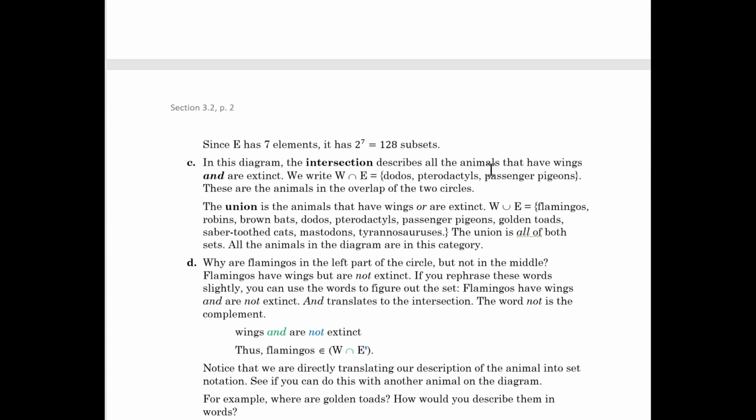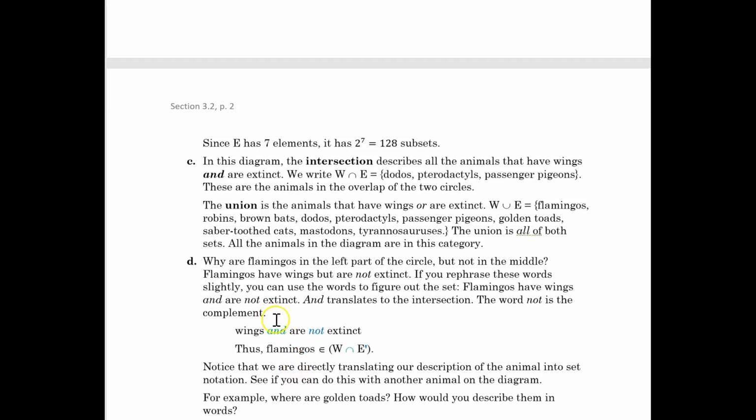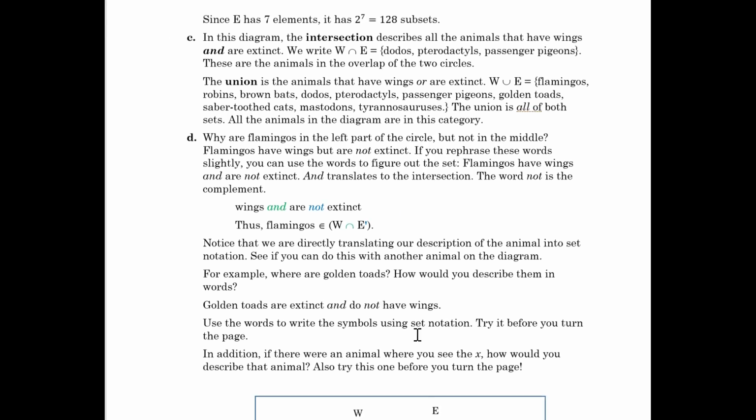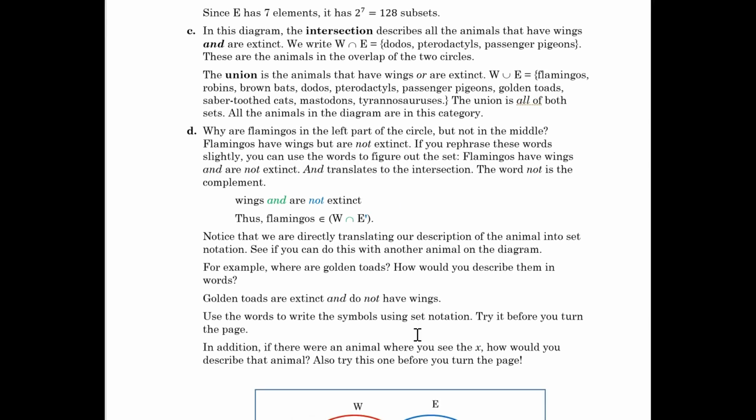So this is how we would write that. Wings and are not extinct. There's wings. The intersection symbol is and, then not extinct is E with a little complement symbol, meaning not extinct. So we're just directly translating the words.